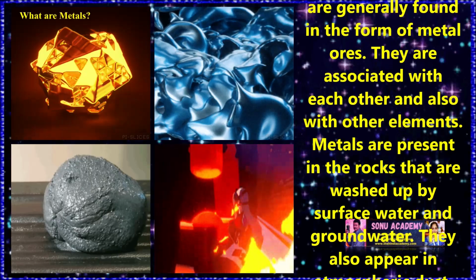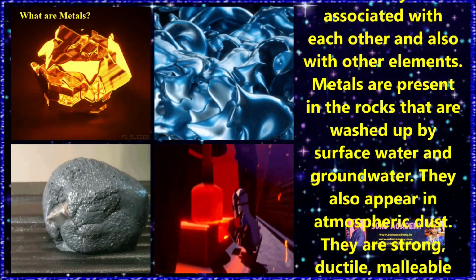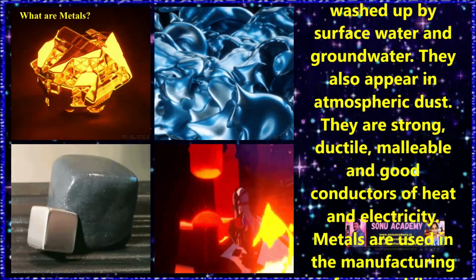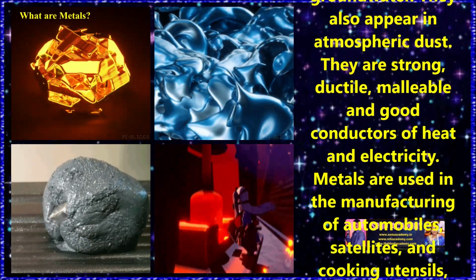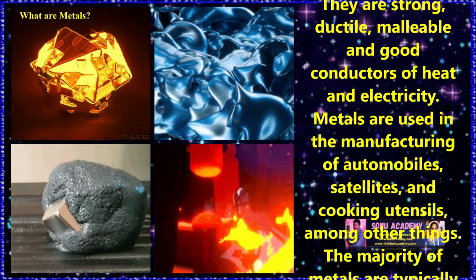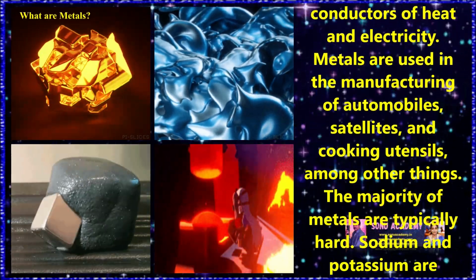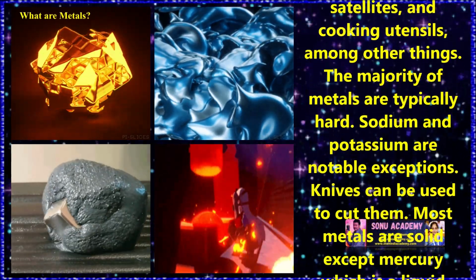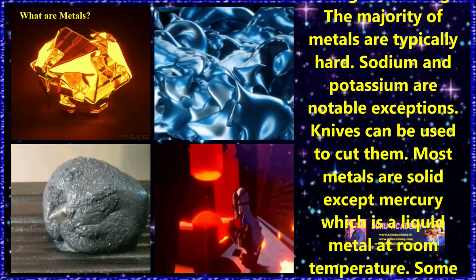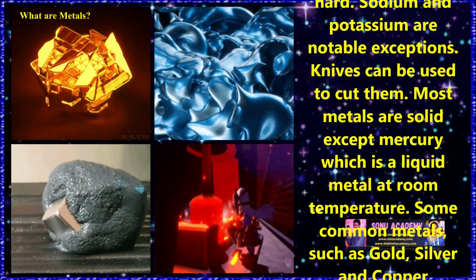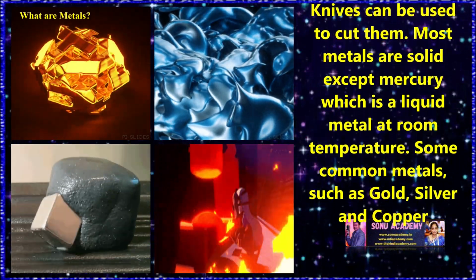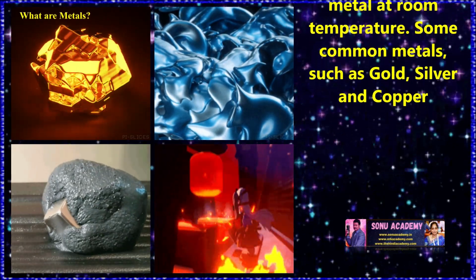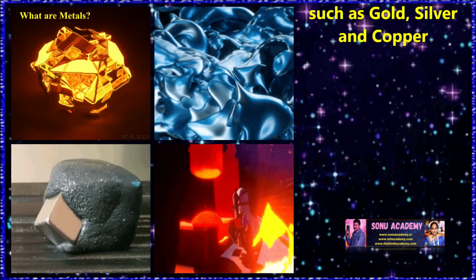They are associated with each other and also with other elements. Metals are present in the rocks that are washed up by surface water and groundwater. They also appear in atmospheric dust. They are strong, ductile, malleable and good conductors of heat and electricity. Metals are used in the manufacturing of automobiles, satellites and cooking utensils among other things. The majority of metals are typically hard. Sodium and potassium are notable exceptions. Knives can be used to cut them. Most metals are solid except mercury, which is a liquid metal at room temperature. Some common metals such as gold, silver and copper are shown in the image below.